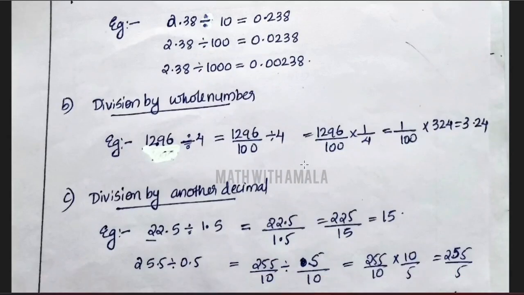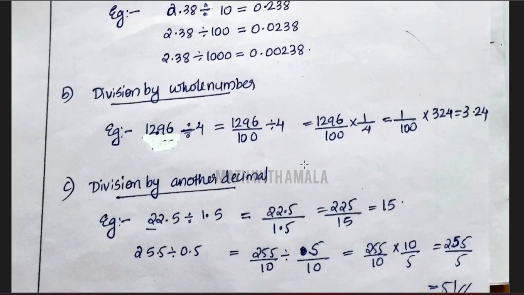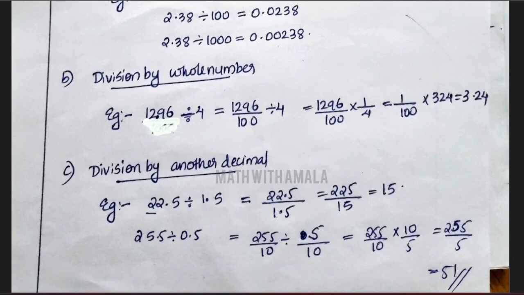The next part is division by a whole number. Let's take the number 12.96 divided by 4. Here you can use the method of reciprocal. 4 can be represented as 4 by 1, so its reciprocal will be 1 by 4. Also, 12.96 can be converted to 1296 divided by 100, since there are 2 places after the decimal. That is equal to 1296 by 100 into 1 by 4. We have taken the reciprocal of 4, which is equal to 1 by 100 into 1296 by 4, which is 324. So your answer is 324 by 100, that is 3.24.